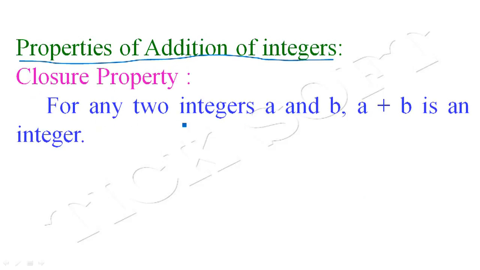That is, for any two integers a and b, a plus b is also an integer. This means if we add two integers, then the answer will also be an integer. This is what we mean by closure property. So therefore, we can say that integers are closed under addition, because when we add two integers, we get an integer as an answer. So therefore, the set of integers is closed under addition.